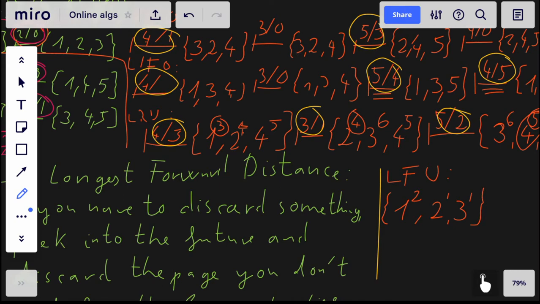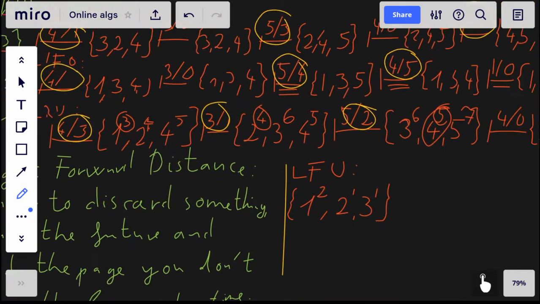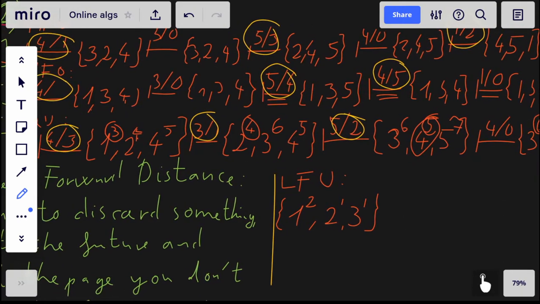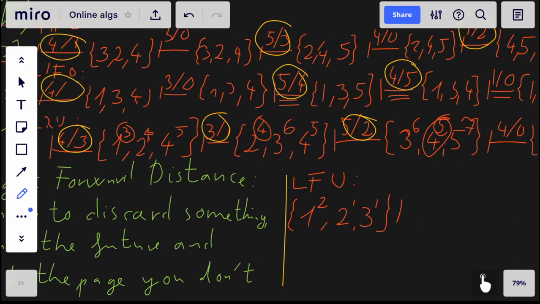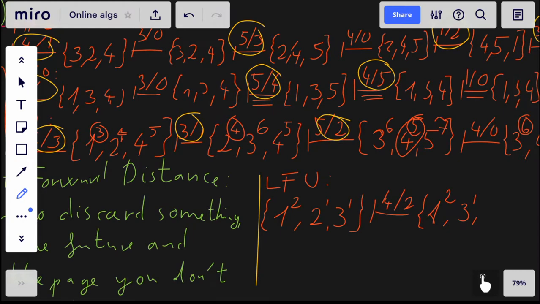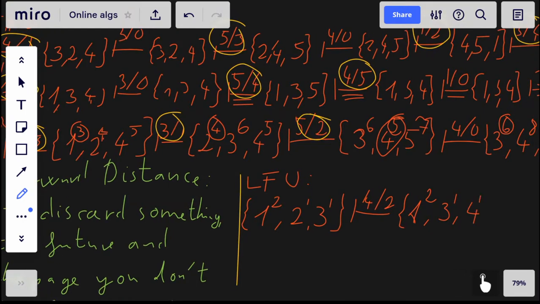Okay, and then comes a request to 4 in the original input, and I will drop 1 page with the smallest frequency count, so that would be either 2 or 3, and let's just drop the smallest one amongst these guys. So in this case it is the 2, but still 1 was accessed twice, 3 was accessed once since it was loaded, and then 4 was accessed also once.